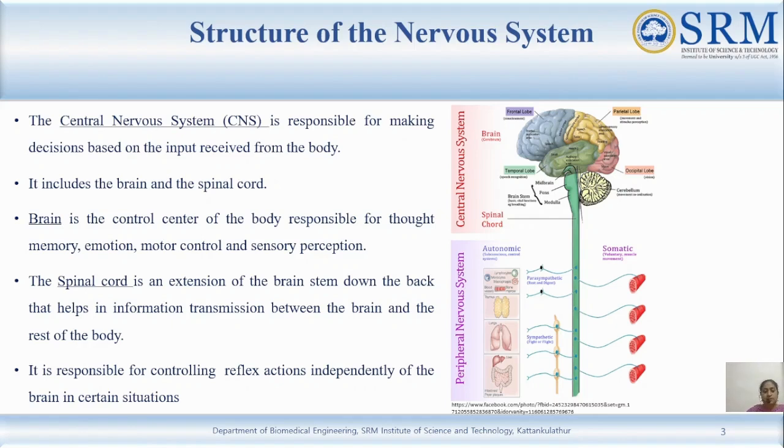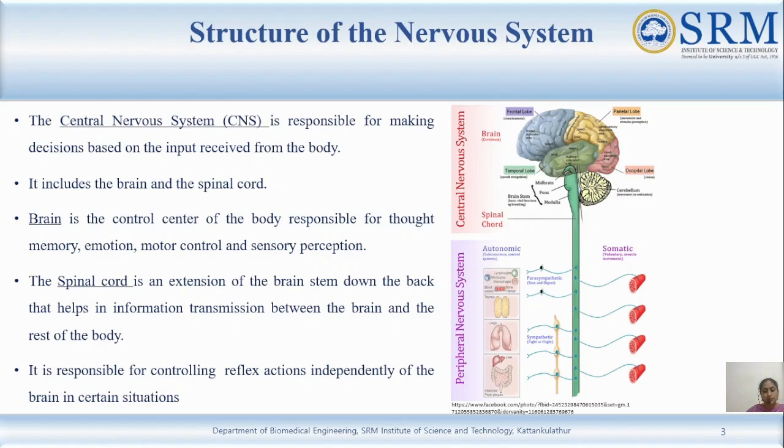Brain consists of three main parts, which is the forebrain, the midbrain, the hindbrain. The spinal cord is an extension of the brainstem down the back that helps in information transmission between the brain and the rest of the body. It is also responsible for controlling reflex actions independently of the brain in certain situations. Next, coming to the peripheral nervous system, it is responsible for connecting the CNS to the rest of the body.